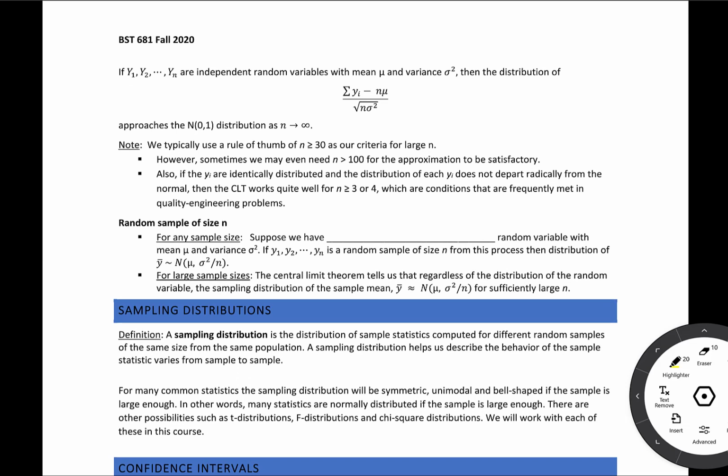Typically, we use the rule of thumb that our sample size needs to be bigger than or equal to 30 as our criteria for a large n. This is again when we're working with means and applying the central limit theorem. But sometimes you may need your sample size to be much larger. And if the y's are identically distributed and that distribution of each y does not depart radically from normal, then we could go as low as 3 or 4 and the central limit theorem will still hold.